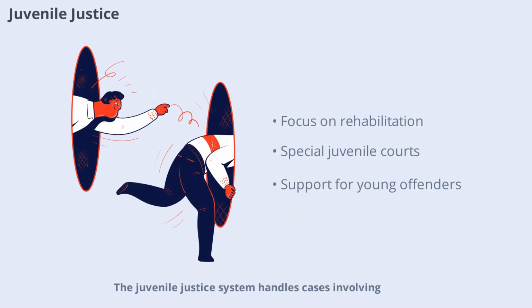The juvenile justice system handles cases involving minors who are accused of breaking the law. This system is different from the adult system, focusing more on rehabilitation than punishment. Juvenile courts aim to help young offenders learn from their mistakes and avoid future criminal behavior. Special programs and interventions are designed to address the unique needs of young people and give them a second chance.